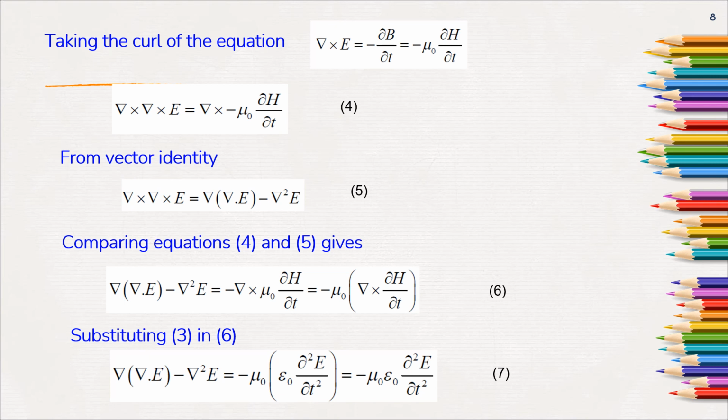Now what I am doing is I am going to substitute 3 in 6, which means what will I get? Del into del dot E minus del square E is equal to minus mu naught into, already we have found out del cross of dou H by dou T is nothing but epsilon naught into dou square E by dou T square, which is equal to minus mu naught epsilon naught into dou square E by dou T square.